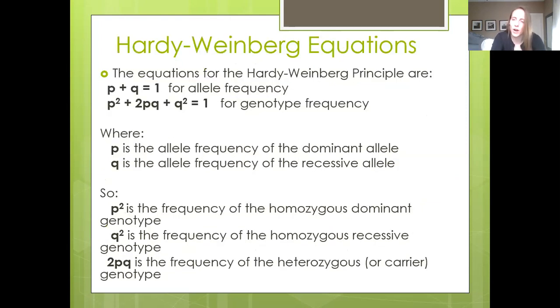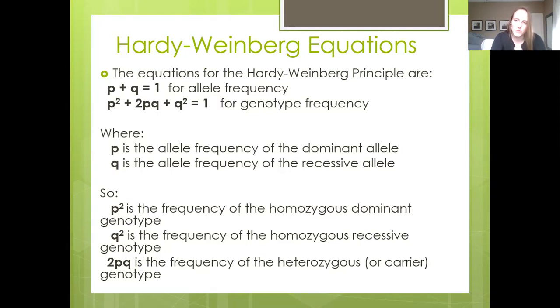of thing. So these are the 2 Hardy-Weinberg equations that make up the Hardy-Weinberg principle. The first one describes allele frequency, so P plus Q equals 1. And then the second one describes genotype frequency, P squared plus 2PQ plus Q squared equals 1. So P and Q are the allele frequencies. P is the dominant allele, Q is the recessive allele, and then P squared is the homozygous dominant genotype, Q squared is the frequency for homozygous recessive, and 2PQ is the heterozygous genotype.